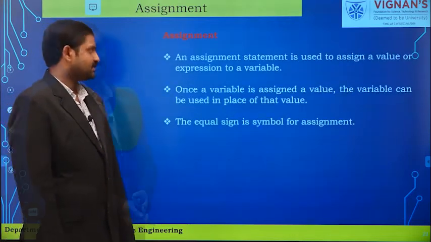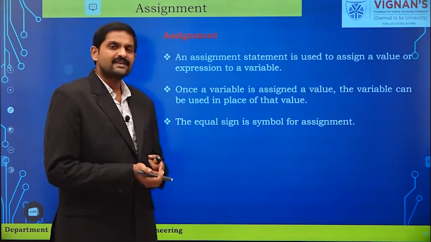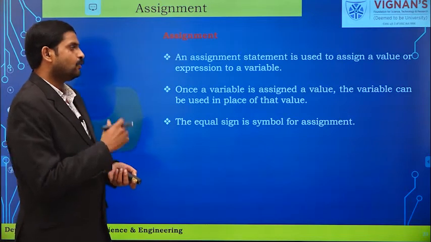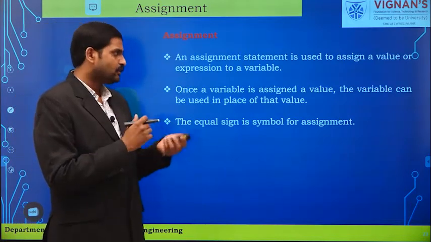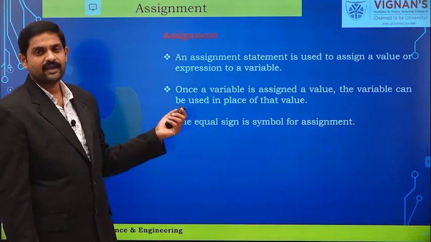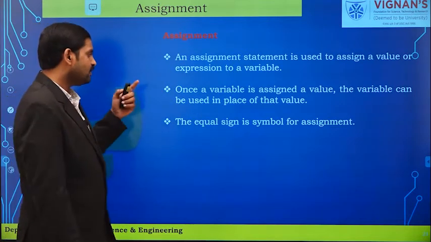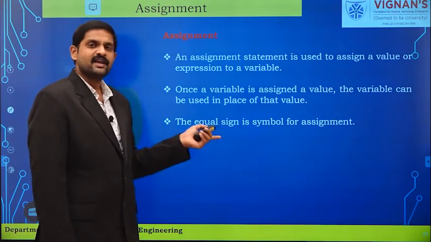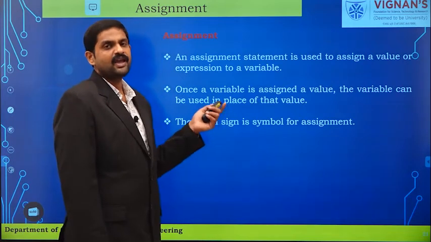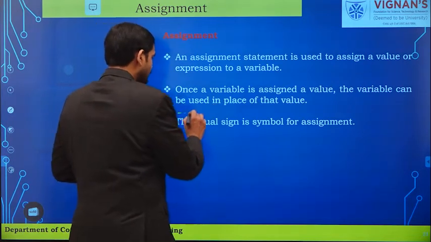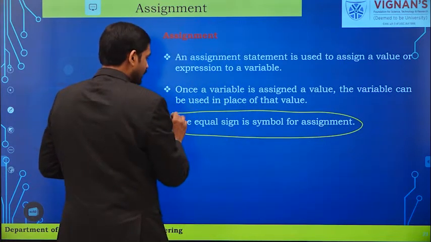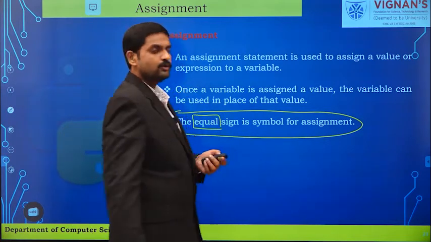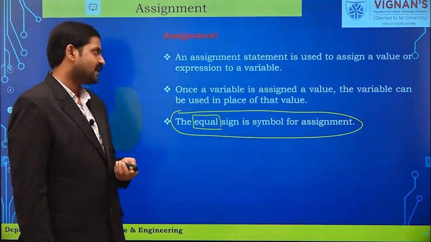Next, assignment. Assignment is used to assign a value or expression to a variable. Once a variable is assigned a value, that variable can be used in place of that value. And how will assignment be done in Python? In Python, assignment is done by the equal to symbol. The equal symbol is used in Python for assignment.